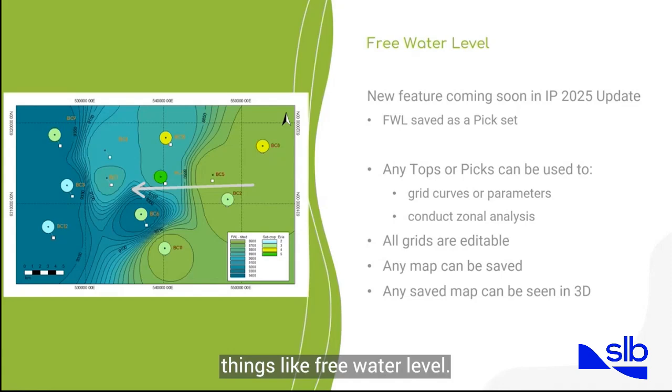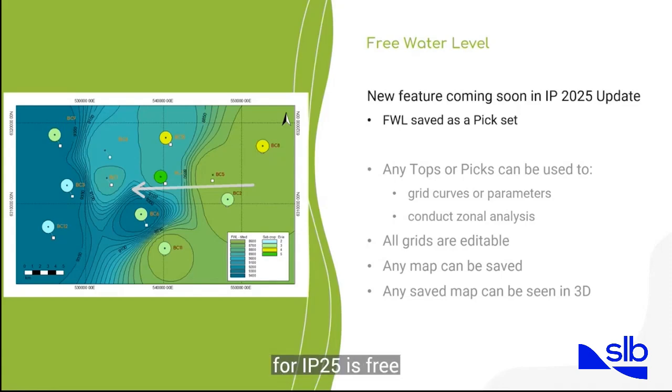So next up, things like free water level. Now I wanted to highlight this because I know it's coming soon for IP25, is free water level is going to be automatically saved as a pick set in upcoming updates. So I have seen that in a test branch, so you guys will get it soon.